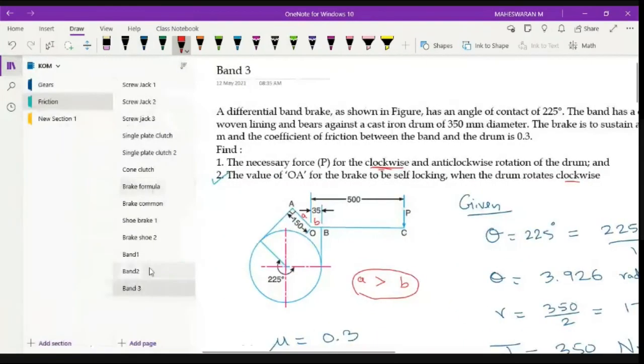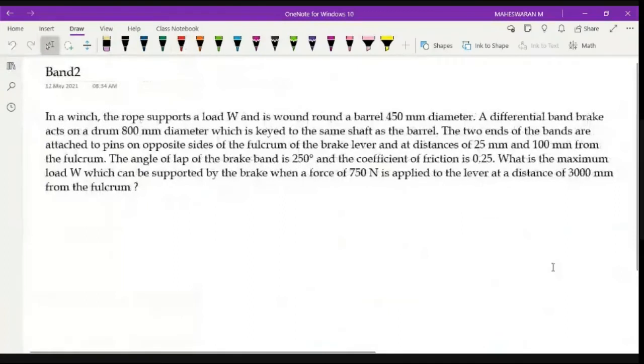Let me consider this one. There is no diagram here. It is fully a statement problem, for which you have to draw the diagram. It says, in a winch, the rope supports a load W and is wound around a barrel of 450 mm diameter. So you have a winch and a load W at the diameter of 450. A differential band brake has a drum of 800 mm diameter, which is keyed to the same shaft as the barrel.